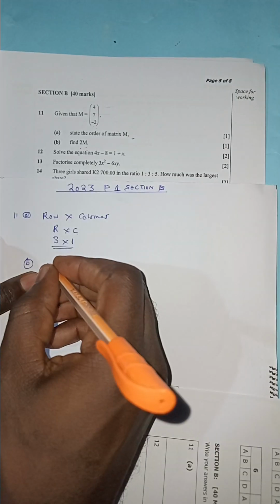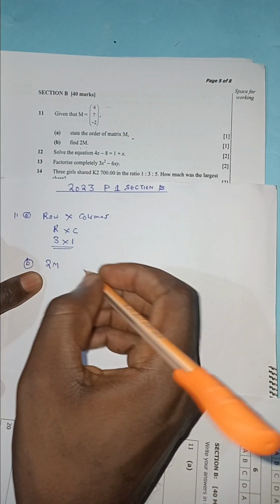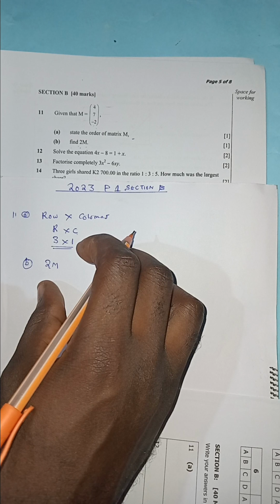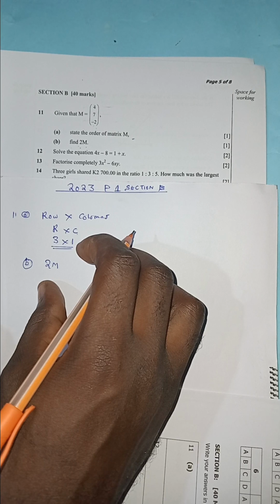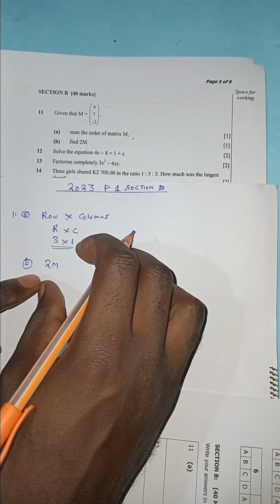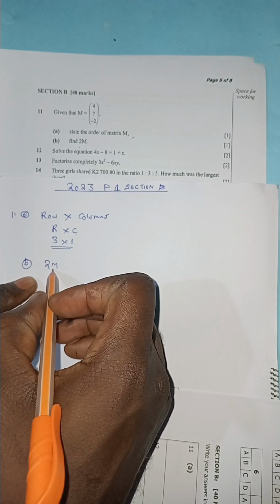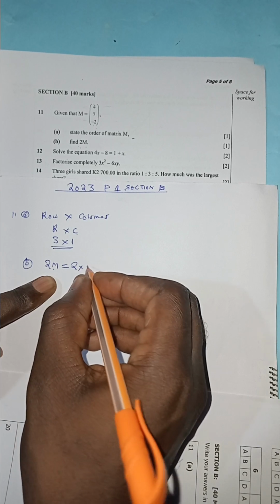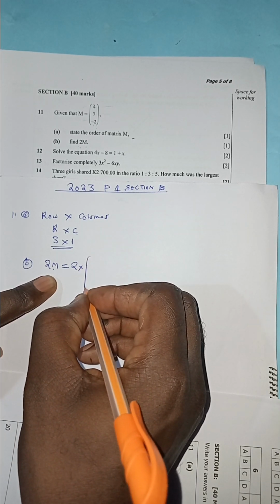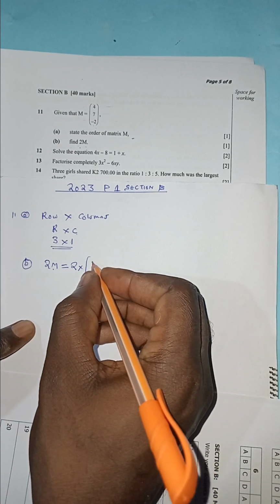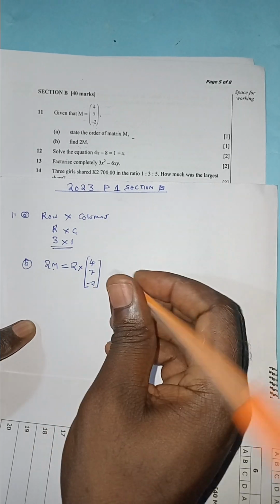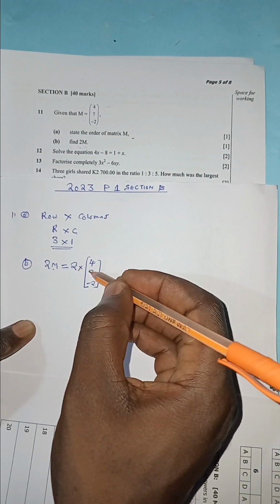Find 2M. So how can we find 2M? First of all, we need to understand what is happening here. 2 and M, there is multiplication between. We understand 2 is a number we call a scalar, and the scalar is supposed to multiply everything that is in M. So we are saying 2M is equal to 2, times the matrix M with the elements 4, 7, -2. So the scalar is supposed to multiply everything that is inside.